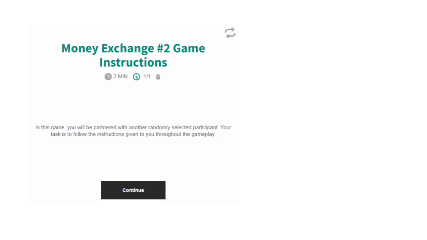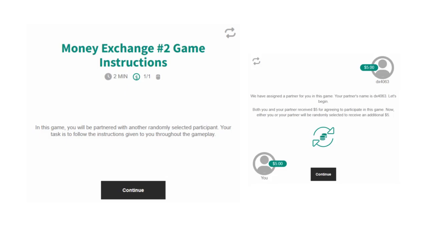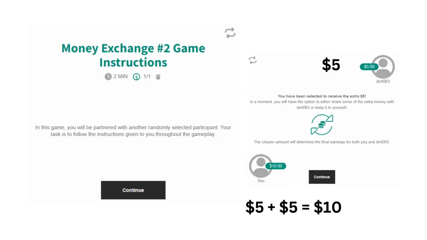The following money exchange game is measuring your altruism and willingness to trust and share with others. Here's how it works. You are partnered with an AI counterpart, but for the sake of this game, pretend it's a real person. The game consists of 2 rounds. In the first, both you and your partner are given $5, and then one of you will randomly be given an extra $5. It says randomly, but you will always be chosen.